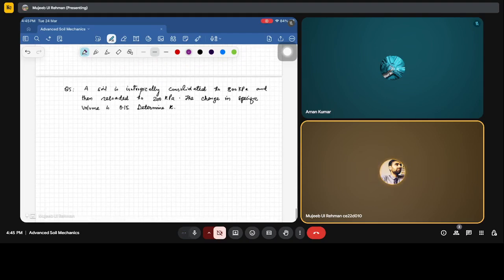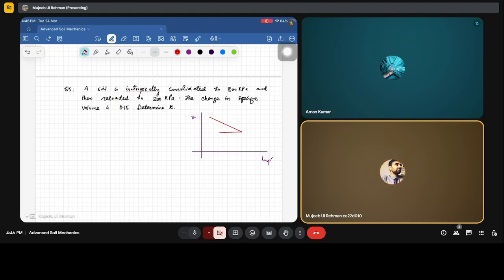Now another question: a soil is isotropically consolidated to 800 kPa and then reloaded to 200 kPa. The change in specific volume is 0.15. Determine kappa. You can think of it like this: this is ln of P dash, this is specific volume. So you have a soil like this.